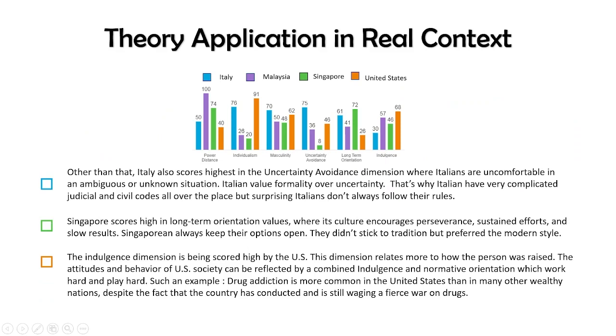Other than that, Italy also scores highest in the uncertainty avoidance dimension, where Italians are very uncomfortable in ambiguous or unknown situations. Italians value familiarity over uncertainty. That's why Italians have a very complicated judicial and civil code all over the place. But if a foreigner comes to Italy, they will be surprised that Italians don't always follow their rules.